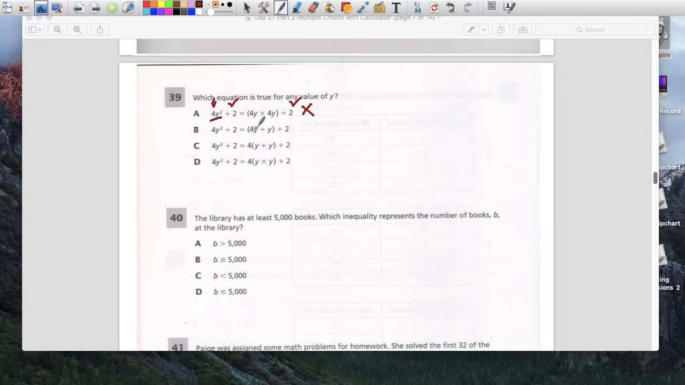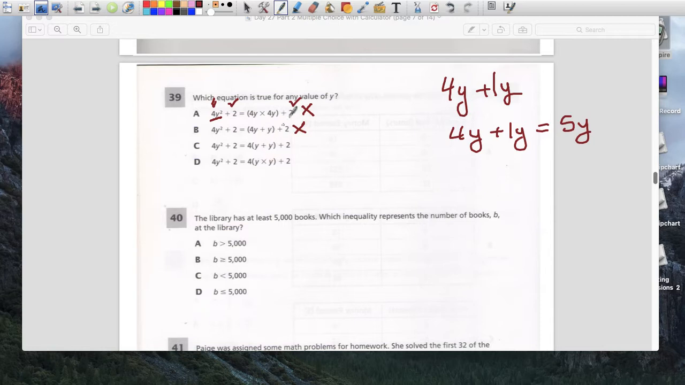B. 4y squared plus 2, 4y plus y. So what's 4y plus y? They're both like terms, aren't they? Remember there's a 1 over here. 4y plus 1y equals 5y, which is definitely not equal to 4y squared. Besides, these are y's to the first power, and this is y to the second power. So this is gone.